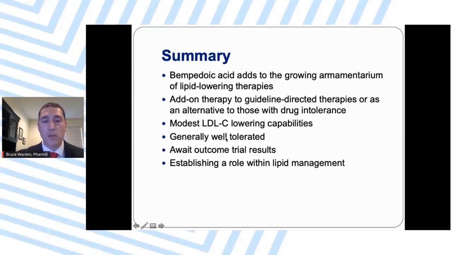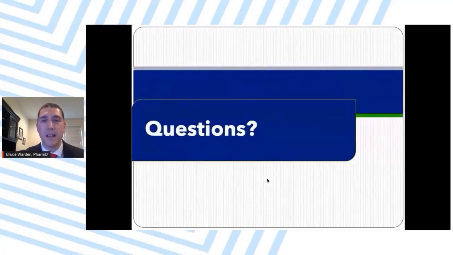The randomized control trials demonstrate that it is a well-tolerated therapy, but in our high-risk patients, particularly our statin-intolerant patients, there seems to be a pretty high rate of drug discontinuation that we'll have to continue to monitor. And as we await the cardiovascular outcome trial results, know that bempedoic acid is already establishing itself as a niche therapy within lipid management. So thank you very much for your time and attention, and I look forward to any questions you may have. Thank you.